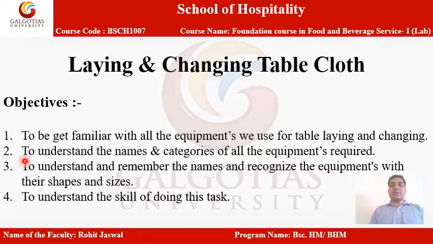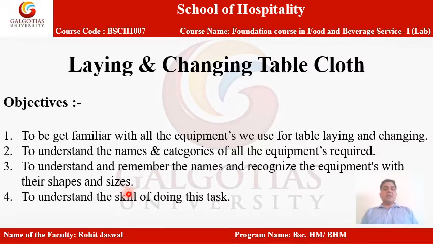Second, we want you to understand the names and categories of all the equipment required. It's not only about knowing what things you need. You also should know the names of those things, and you can find them and categorize them easily. That's the main objective. Followed by, we will try to understand and remember the names and recognize the equipment with their shapes and sizes. You need to find out what all equipment would be required to do this task, as well as their sizes and shapes. That is also very important to know.